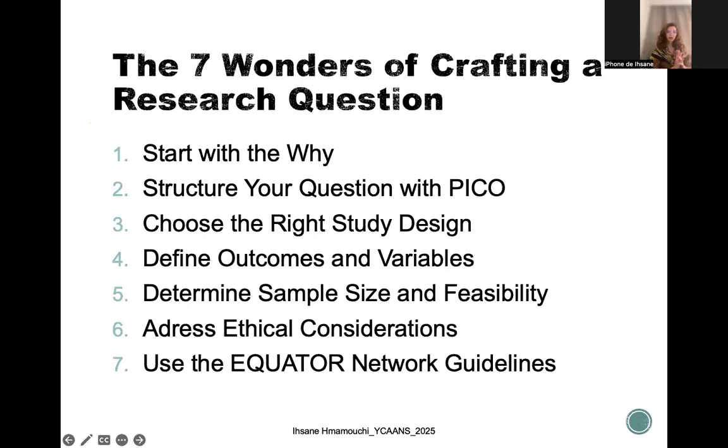So to build a solid research question, it's not just about having a good idea. It's about structuring it properly. So we have just seen 7 secrets that you need to go through. Think of them as checkpoints on your journey, from the curiosity that you have based on your clinics to the clarity that is required in publication.